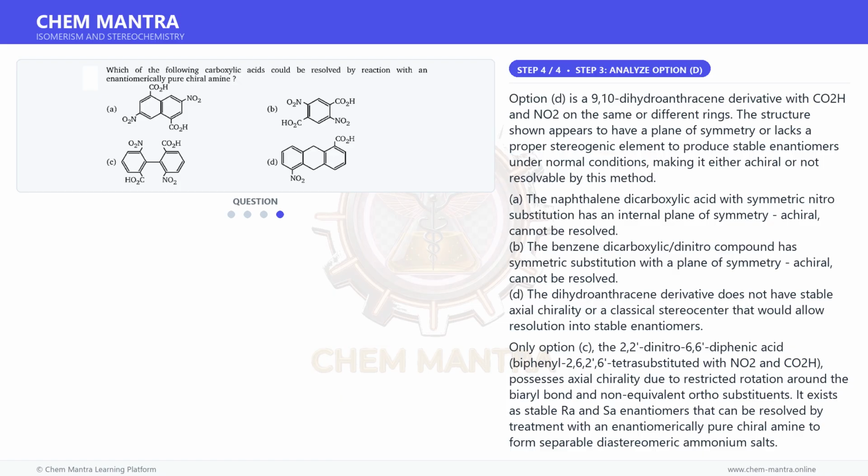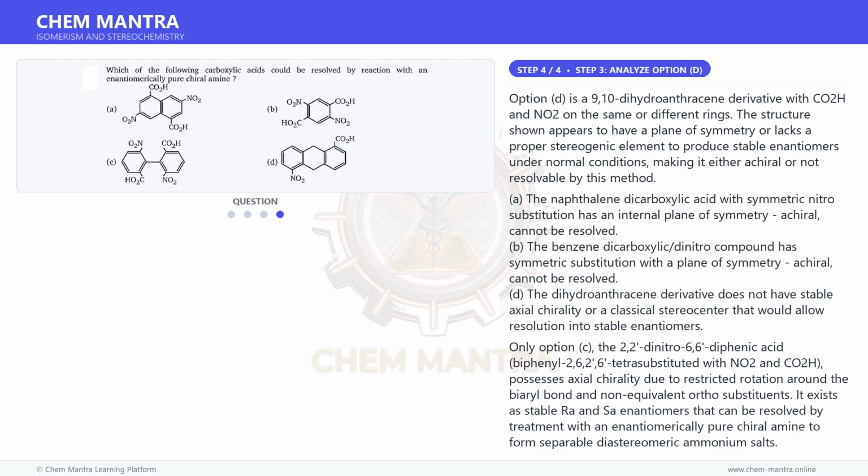A. The naphthalene dicarboxylic acid with symmetric nitro substitution has an internal plane of symmetry, achiral, cannot be resolved. B. The benzene dicarboxylic dinitro compound has symmetric substitution with a plane of symmetry, achiral, cannot be resolved. D. The dihydroanthracene derivative does not have stable axial chirality or a classical stereocenter that would allow resolution into stable enantiomers.